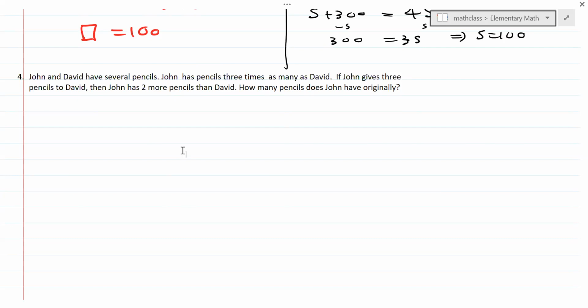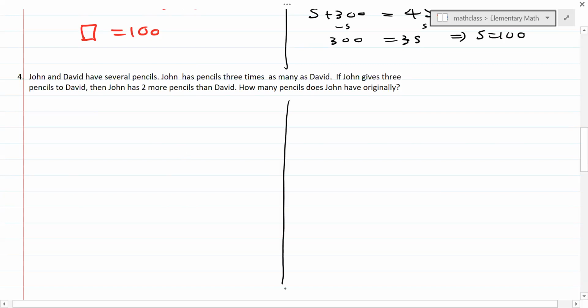It's similar to the above problem. You can solve it using equations. You can solve it using pictures. It's up to you. So we draw the line here. On the right hand side, we solve from equations. You can try the first. John has 3 times as many as David, so J equals 3D, right? According to the first sentence.